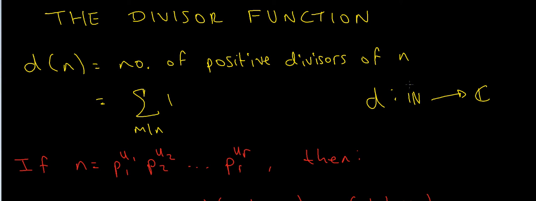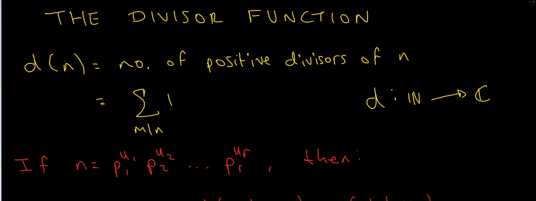Now, before, when calculating d of n for certain values of n, we used to go through every value of m individually until we found a divisor, and then we added 1 to d of n. But that can prove to be quite long, especially if n happens to be quite a large number. So for instance, if n were 400, you wouldn't really want to have to try all the numbers from 1 to 400 to try and find what d of 400 is. So there are some shortcuts.